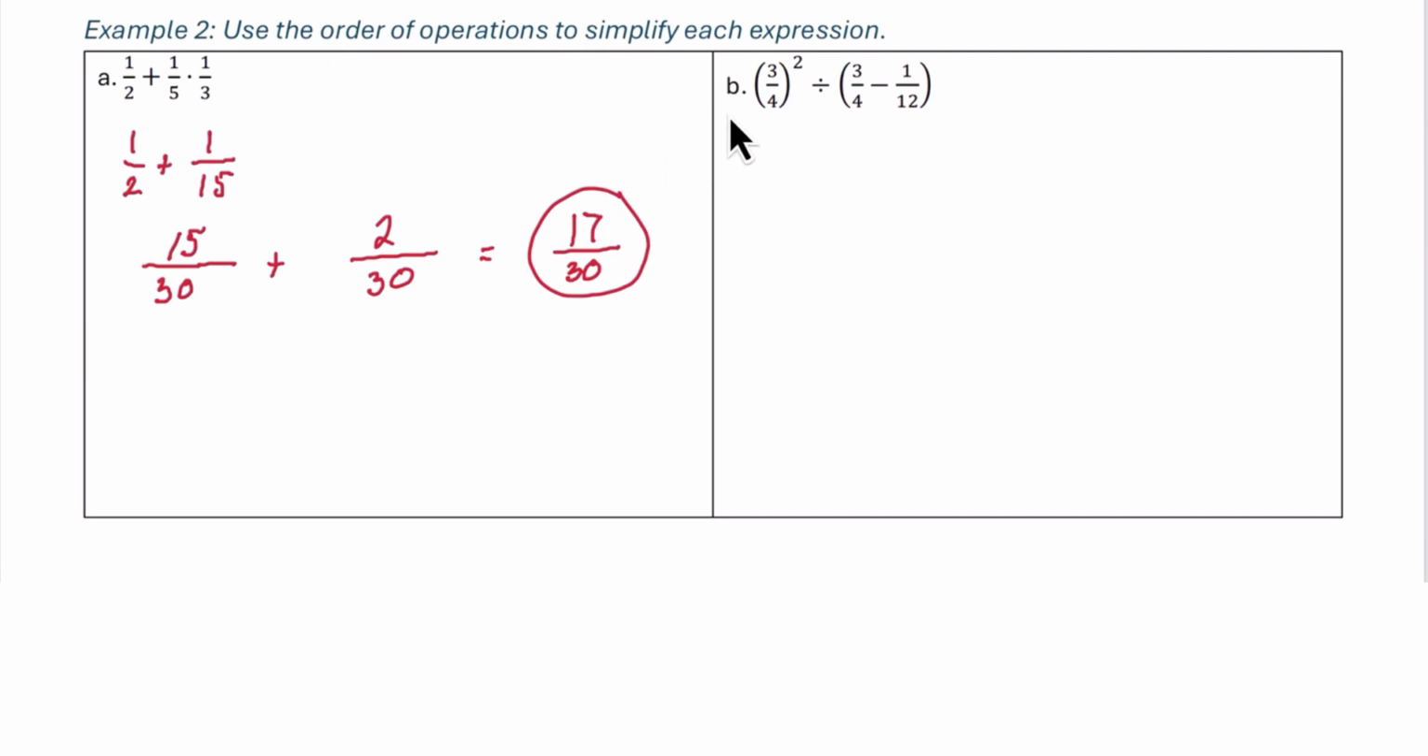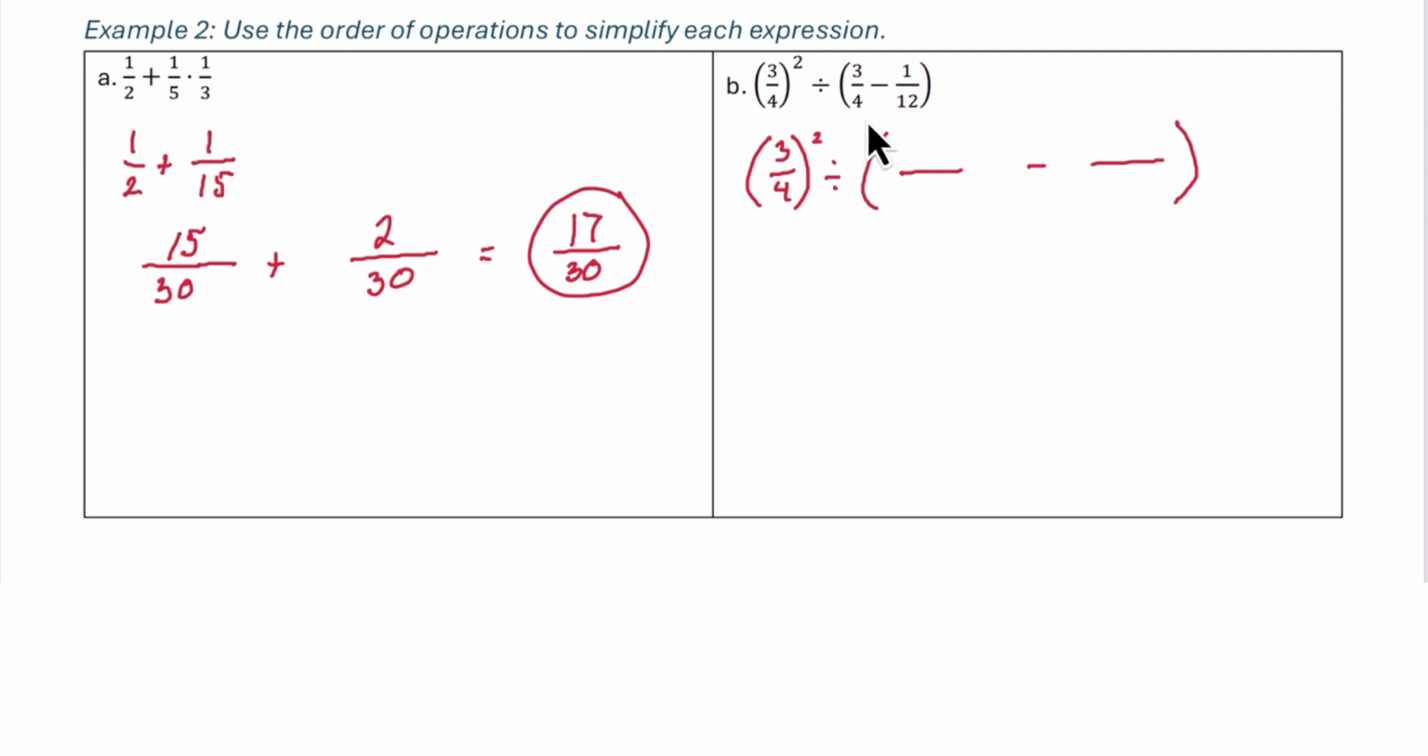In example B, we have more happening. Notice we have an exponent and parentheses. We want to simplify inside the parentheses first. Inside the parentheses, we are subtracting, but we don't have a common denominator yet. So our first goal is to do that, get the LCD. So let's copy 3/4 squared for now. And inside the parentheses, we need a common denominator.